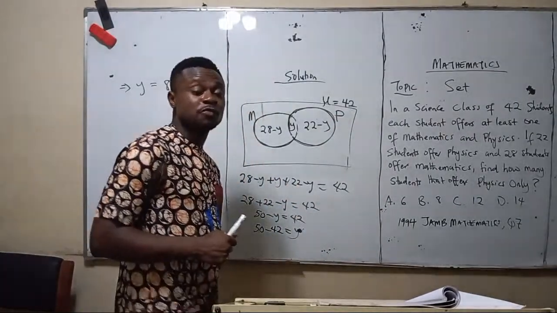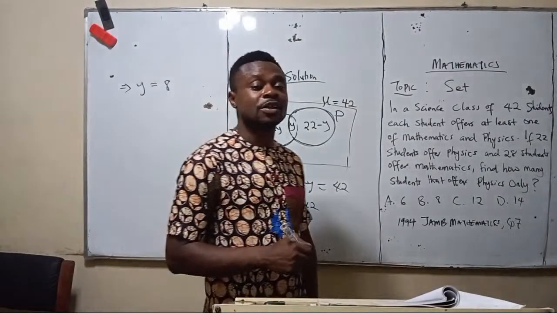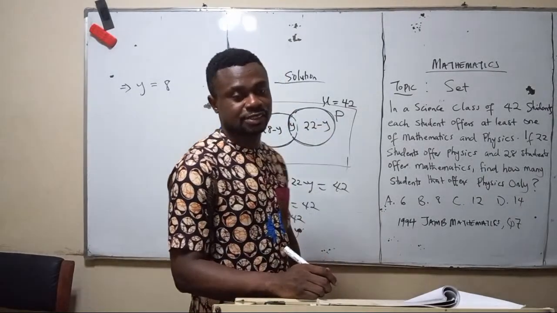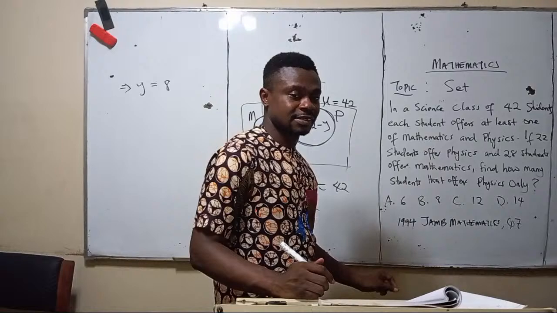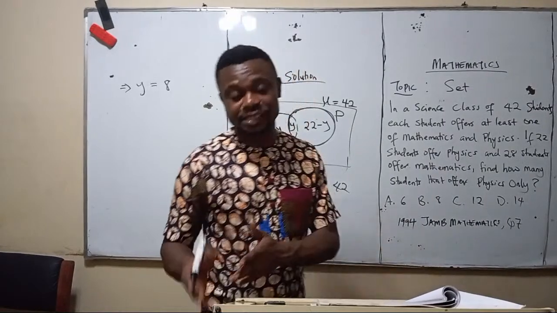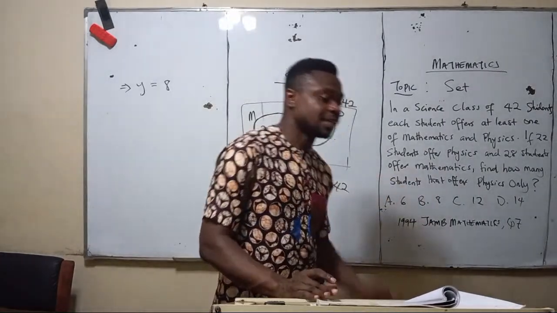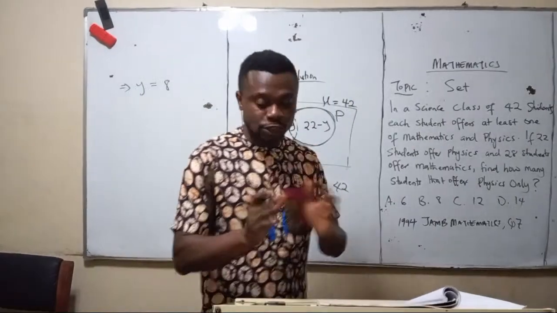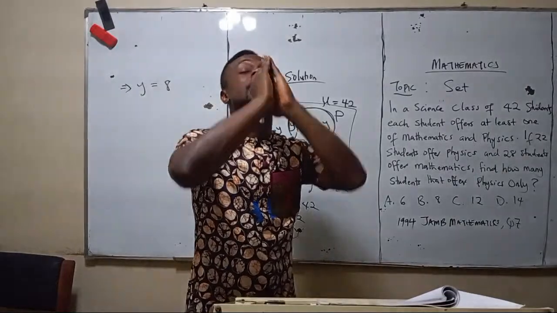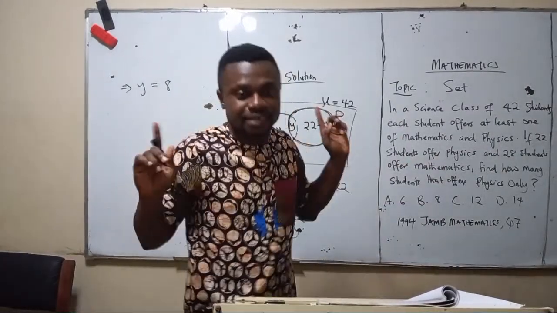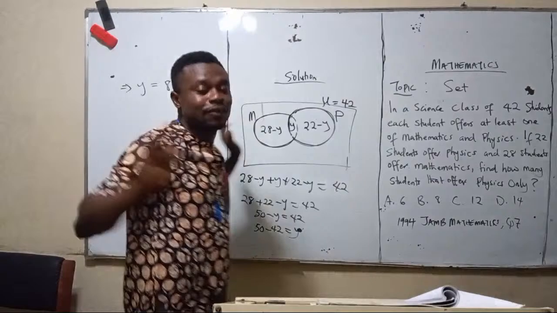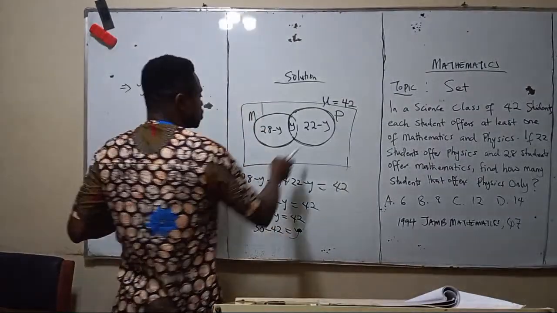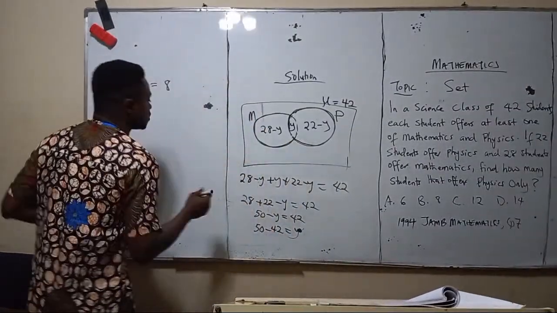But the question said to find the number of students offering only physics, not offering physics, because one can be offering physics and mathematics at the same time. That's why they didn't say offering physics. They say only physics. These students are offering only physics, they don't offer any other subject. They don't offer mathematics, only physics. That number is what? 22 minus y.